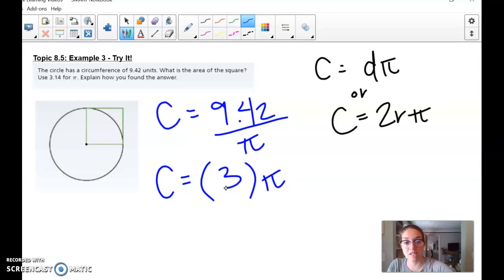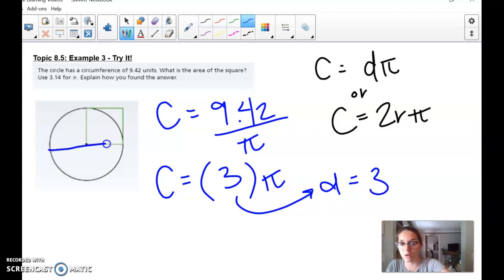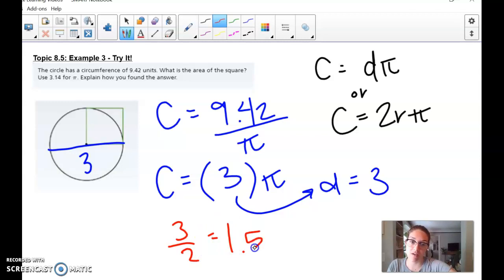So now I know that my diameter is equal to 3. So all the way across this circle is equal to 3 units. Now if I divide that in half, 3 divided by 2 is equal to 1.5, and that is equal to my radius. So my radius is 1.5. 1.5 is my radius, which is the length of one side of the square.